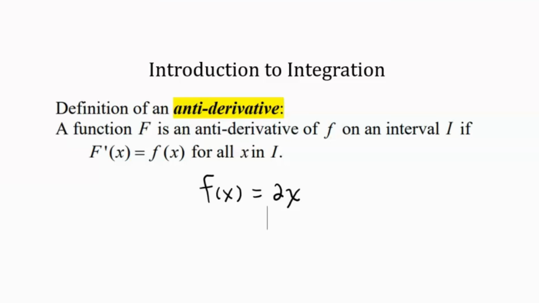Well, you might recognize that capital F of x would have to equal, one possibility is x squared. But as we saw in the previous example, we can have x squared minus 3, x squared plus 7, x squared plus or minus any constant would work when we take the derivative. So what we do is we write a plus c in our answer to represent that constant. Okay? And capital F of x would be considered the antiderivative. So x squared plus c would be the antiderivative of 2x.